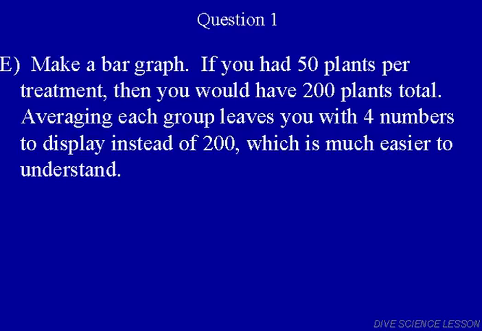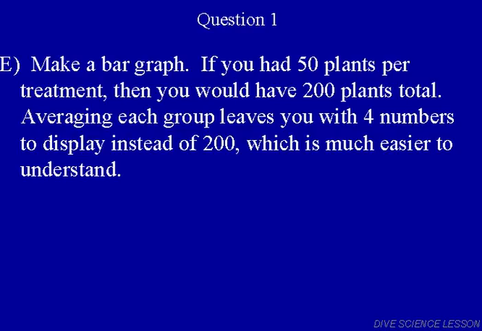It's a lot easier for a judge, if they're walking by, to just look at 4 numbers instead of looking at 200 numbers. It would be a lot easier for them to draw a conclusion about your experiment, and it would be a lot easier for you to explain whether your hypothesis was correct if you had a bar graph with just averages of your results.